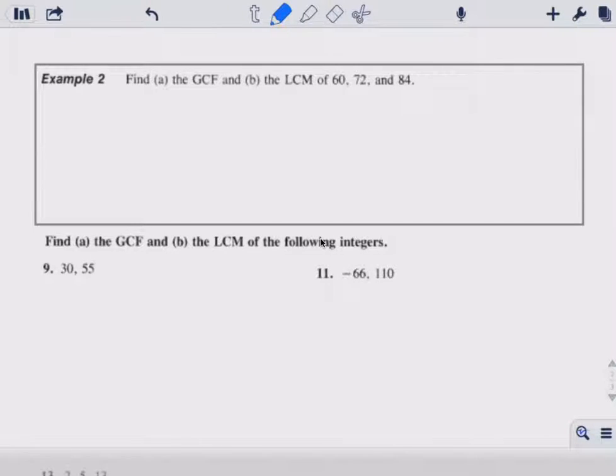Okay, this is a continuation of lesson 4.4. We're using prime factorization. We're on example 2. We want to find the GCF and the LCM of 60, 72, and 84. First thing I'm going to do is prime factor all of them.